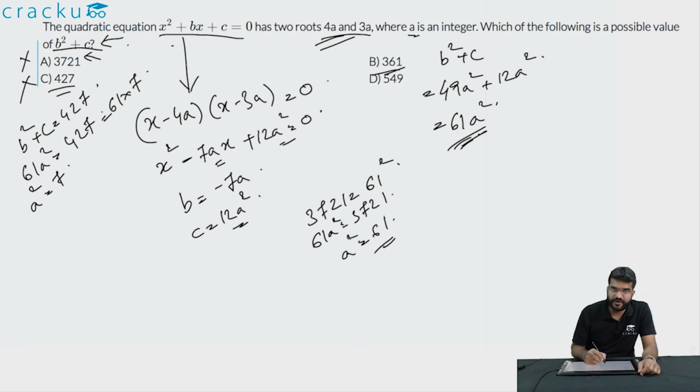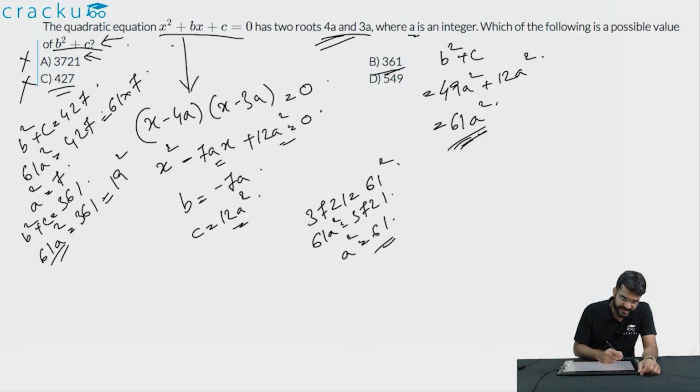Now let us look at option B, which is 361. If b square plus c is equal to 361, it would imply that 61a square is equal to 361. But 361 is not a multiple of 61. This is actually equal to 19 square. And so a will not be an integer even in this case.